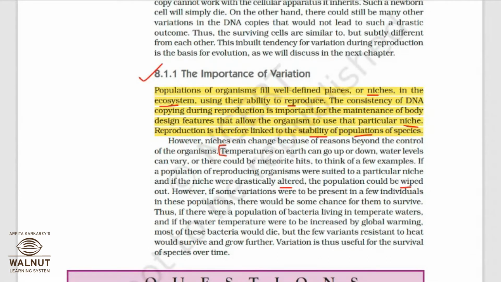That will come with adaptation, because there are some organisms which adapt, but there are some organisms which cannot adapt. So it varies. You can go through all this, and you can see how variation is important. Variation is thus useful for the survival of species over time.